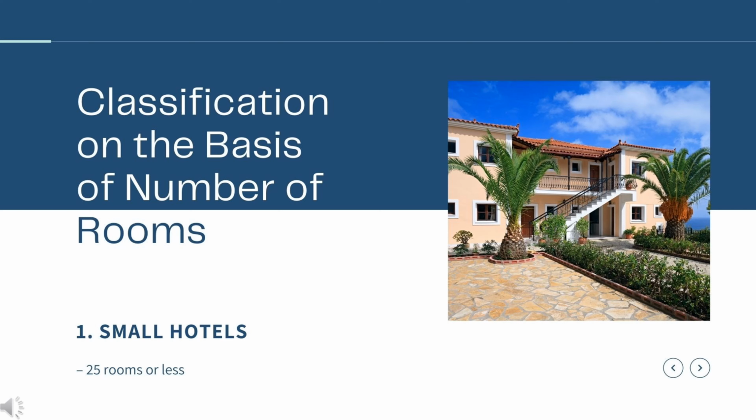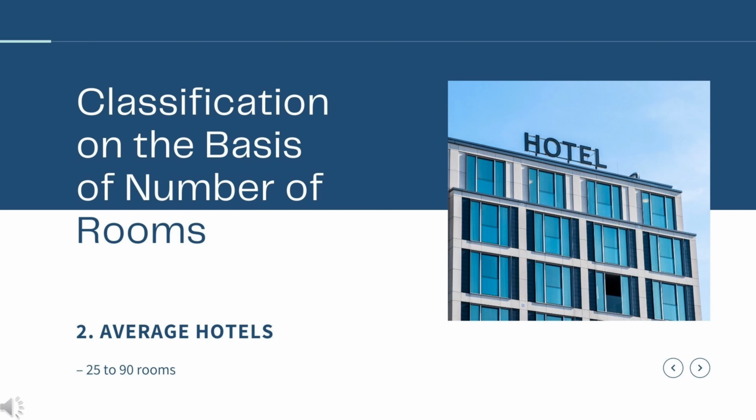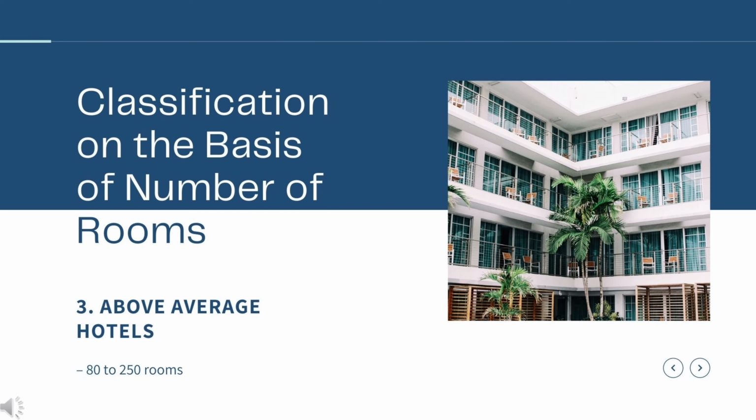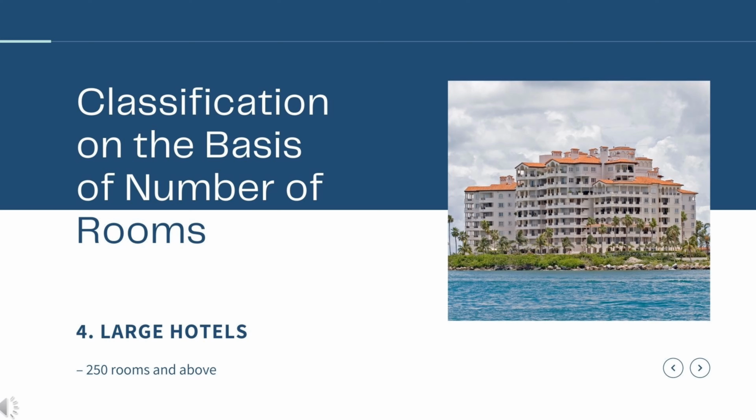Now let's move to classifications on the basis of number of rooms. Number 1 is small hotels, hotels with 25 rooms or less. Number 2, average hotels with 25 to 80 rooms. Number 3, above average hotels with 80 to 250 rooms. Number 4, large hotels with 250 rooms and above.